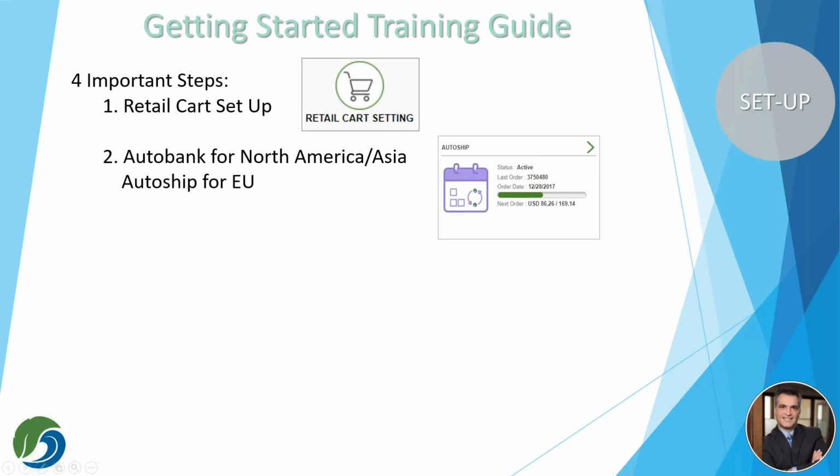Also, it is so important that you find out from your sponsor if they set you up on the auto bank system if you're in North America or Asia, or they've set you up on the auto ship if you're from the EU countries. This is so crucial, but it's very easy to know if you've done this or not. In order to build your business without ordering on a monthly basis and be active, you want to set your auto bank account.